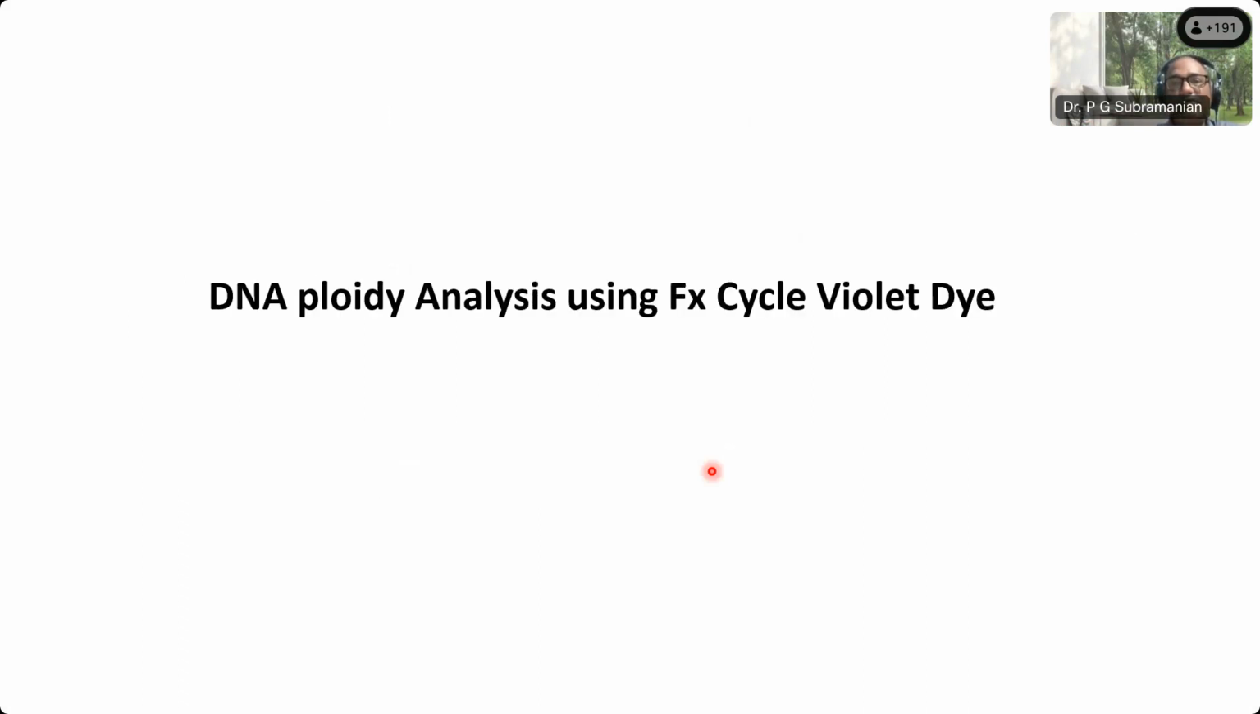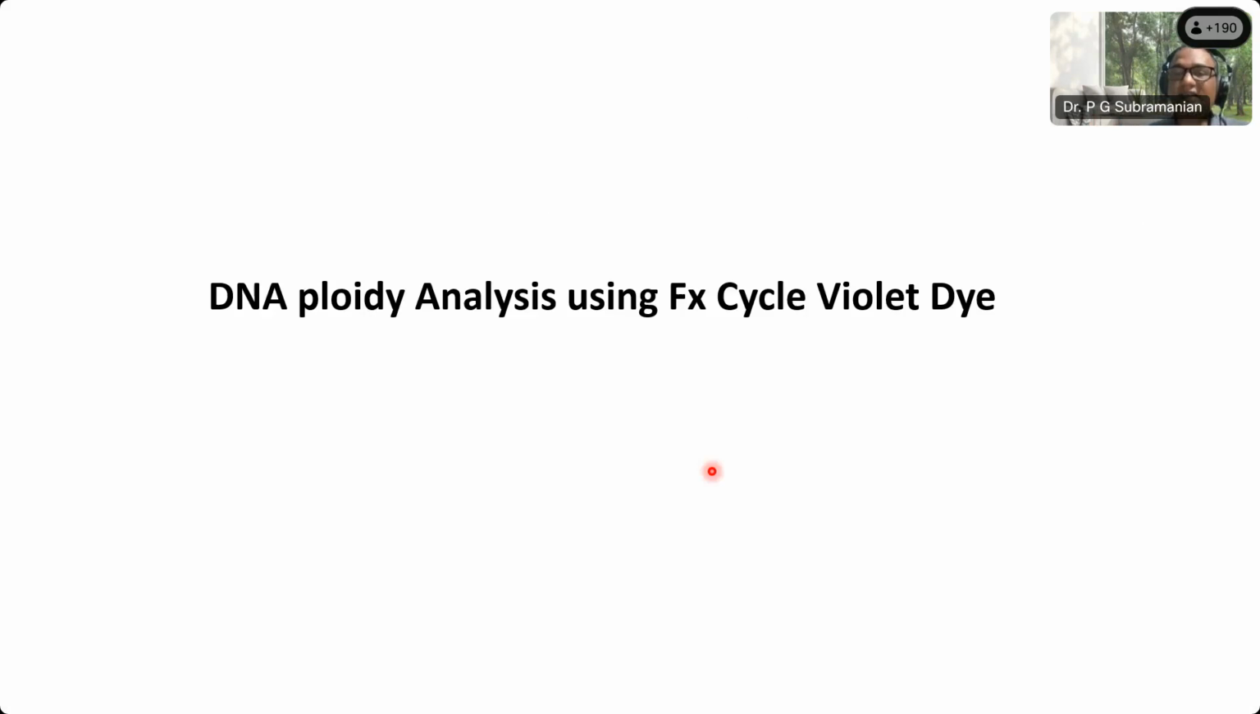So the next thing we will go into is what is called a ploidy analysis using a FxCycle violet dye. This violet dye is what is called a stoichiometric dye for DNA. Stoichiometric means it binds in an exact proportion to the amount of DNA in the cell. It has a constant ratio of binding with the DNA in the cell, so the amount of dye bound is directly proportional to the amount of DNA in the cell. That is why it is called stoichiometry.